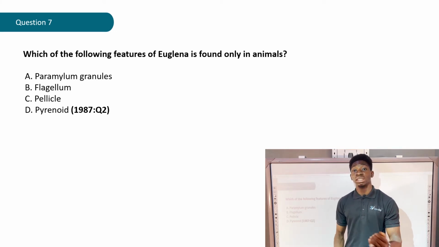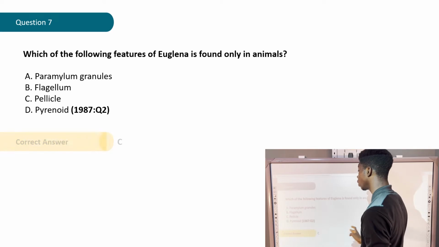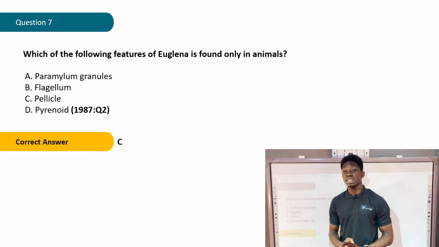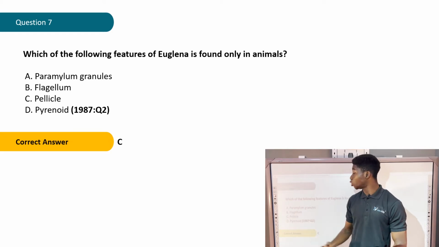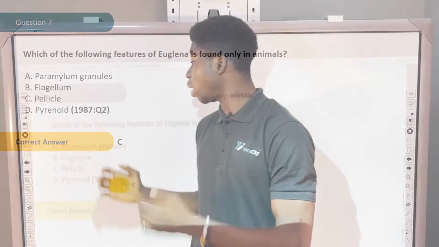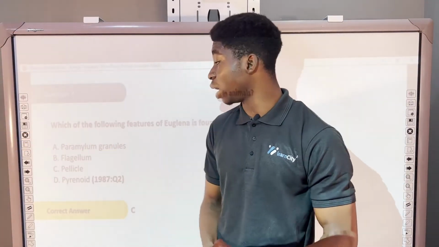Okay, let's check out what the correct answer says now. The correct answer is C. Pellicle, because out of all the other options, the only one particular to just animals is pellicle. Paramylum granules can be found in plants mostly, but also in some animals.